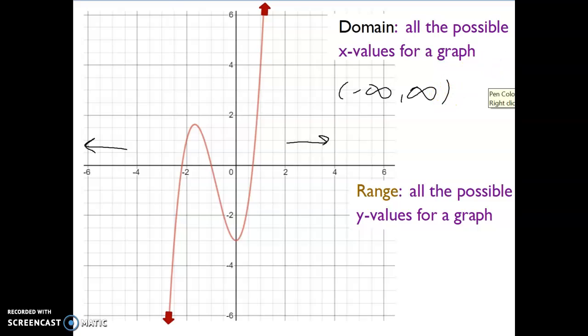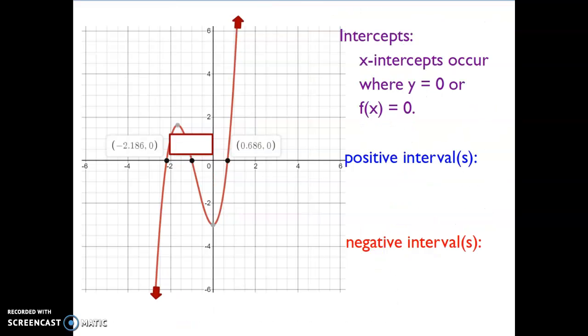Range is bottom to top. All right, so I've got the bottom and I've got the top. Well, this one works out to be negative infinity to positive infinity as well, because you can see from the arrows, it's going on and on forever up and to the right, on and on forever down and to the left. So negative infinity to positive infinity on both of those.